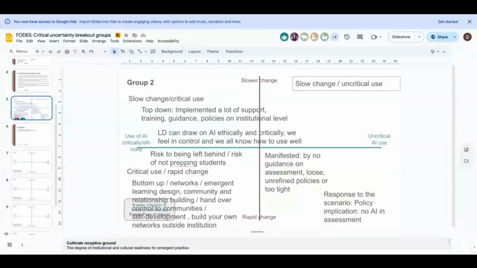I mean, for me, the bottom left is where the questions of power will come up most strongly, because those who have access to networks, those who have access to technology, who can maybe subscribe to generative AI, will be much more privileged than others. I think that speaks to the risk of not prepping students and leaving them behind. It will be a very uneven adoption.